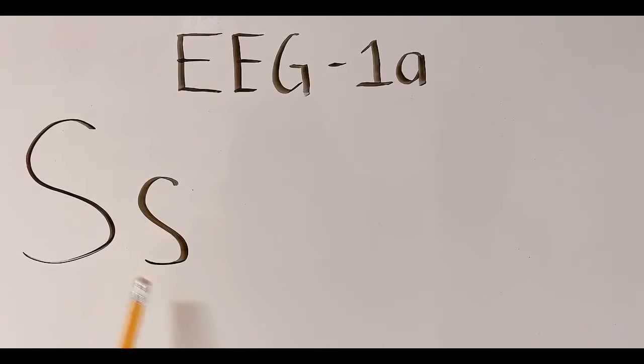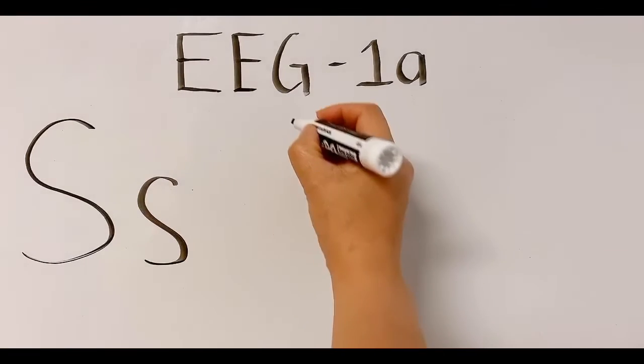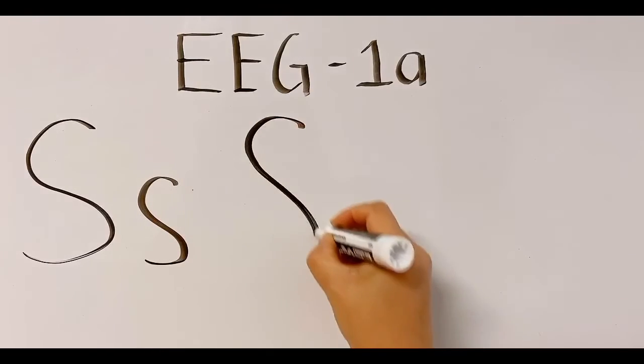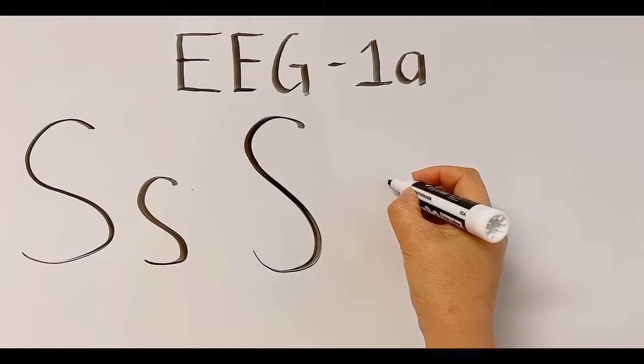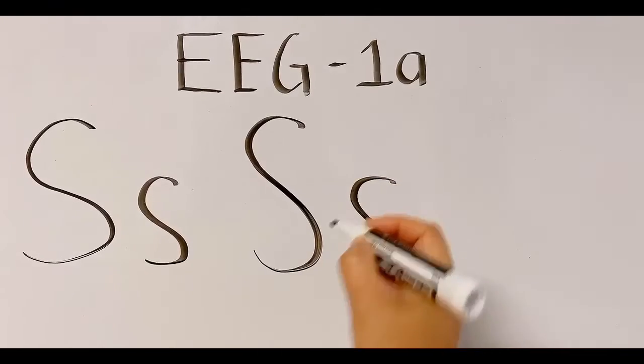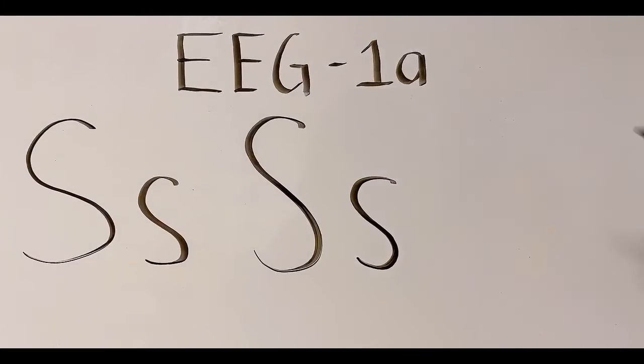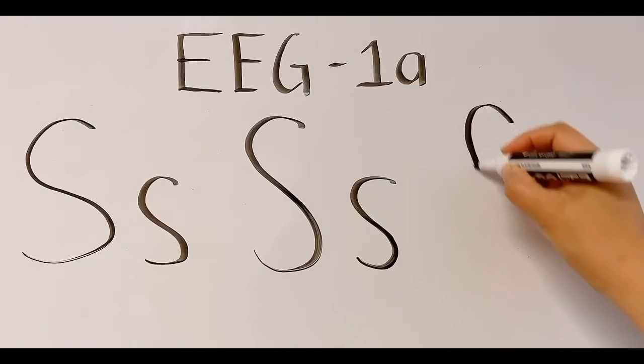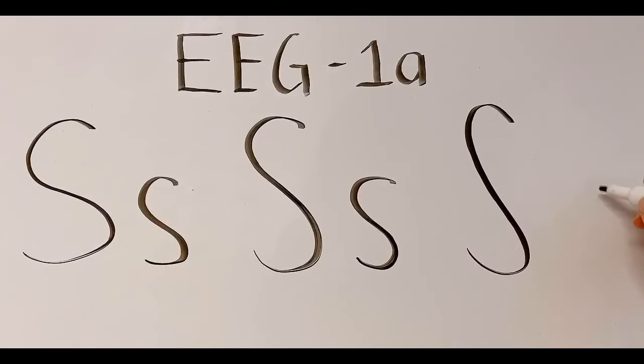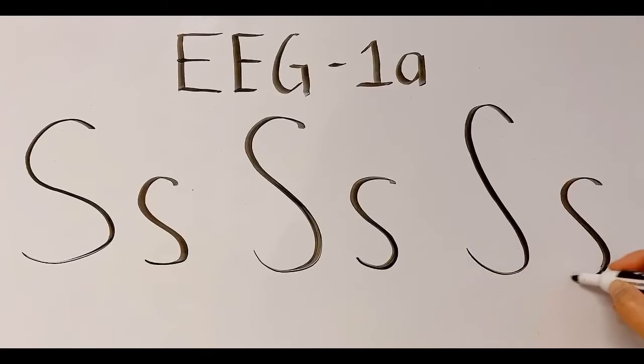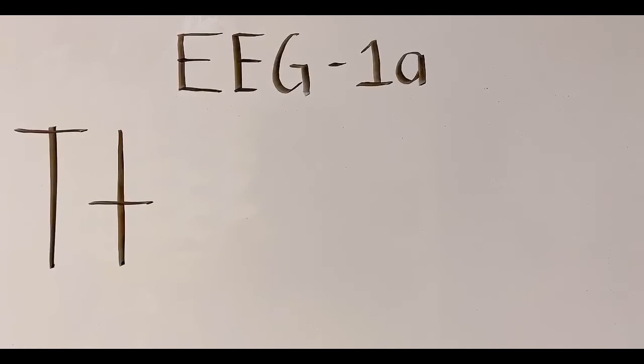Next is the letter S. Capital S, small s. That's right. Capital S, the small s. Okay, again. Capital S and the small letter s. Very good.